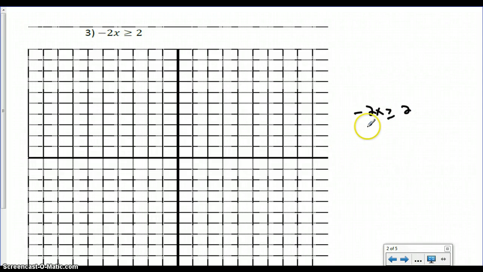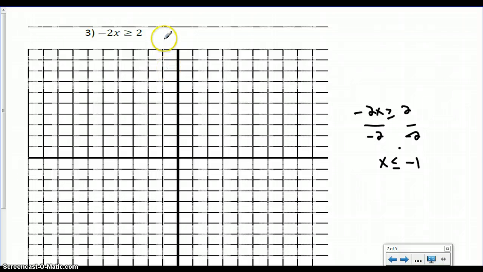So in order for us to do this, in this case, we want to get x by itself. So we're going to divide both sides by negative 2. Okay? And what happens is that we get x is less than or equal to negative 1. Remember, when we divide by a negative, we switch the sign. So what we want to do is draw x is less than or equal to negative 1.